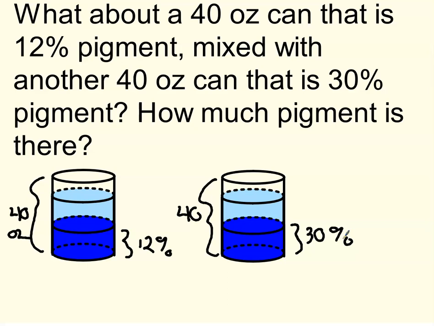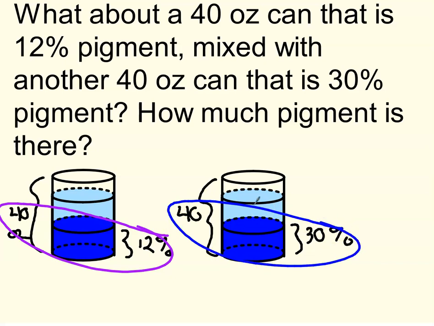Well, what we're going to have to do is figure out how much pigment is in the first amount here, and how much pigment is in the second one. Okay, and then add them together. So let's calculate these up here. Okay, 12% of 40. Okay, that's going to be 4.8.